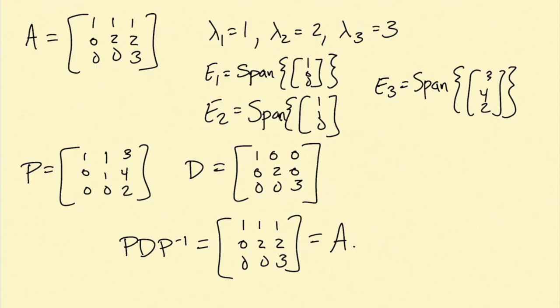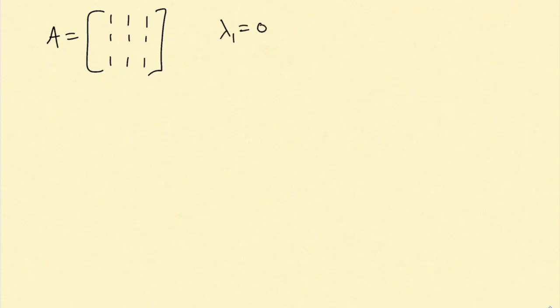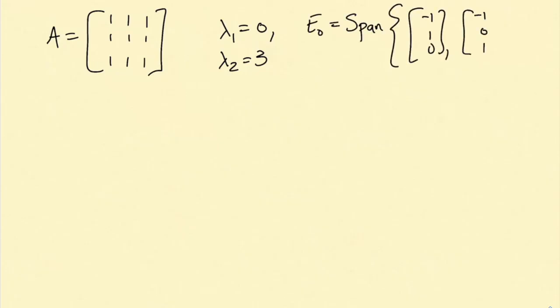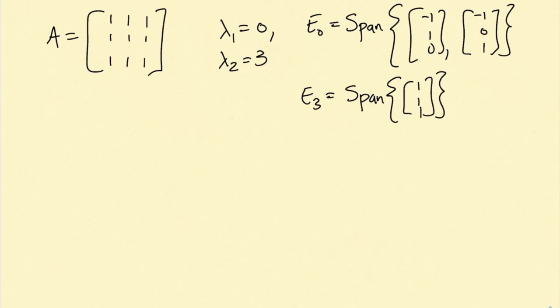For a slightly less straightforward example, let's recall the matrix A, whose entries are all 1. We saw that A has two distinct eigenvalues. Lambda 1 is 0, and lambda 2 is 3. And we computed the two eigenspaces. E0 was the span of the two vectors negative 1, 1, 0, and negative 1, 0, 1, while E3 was the span of the single vector 1, 1, 1.